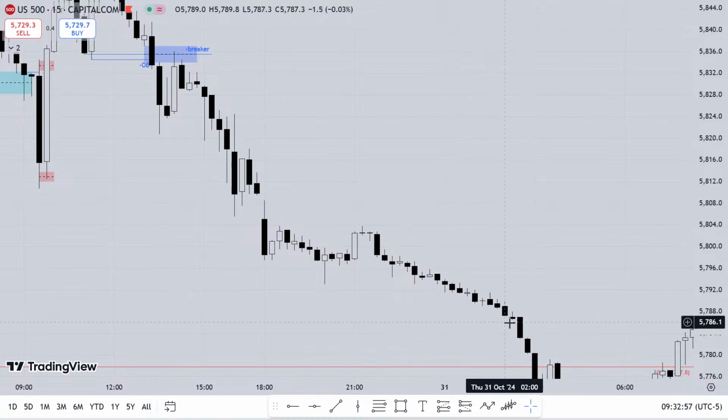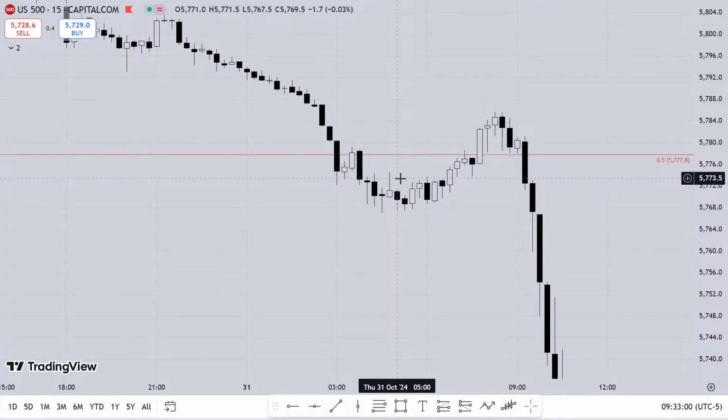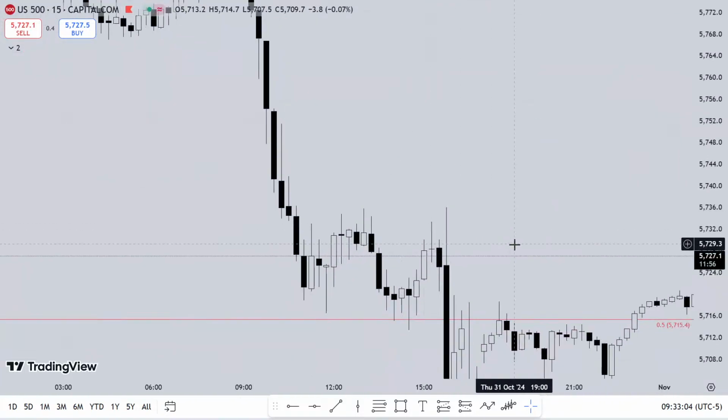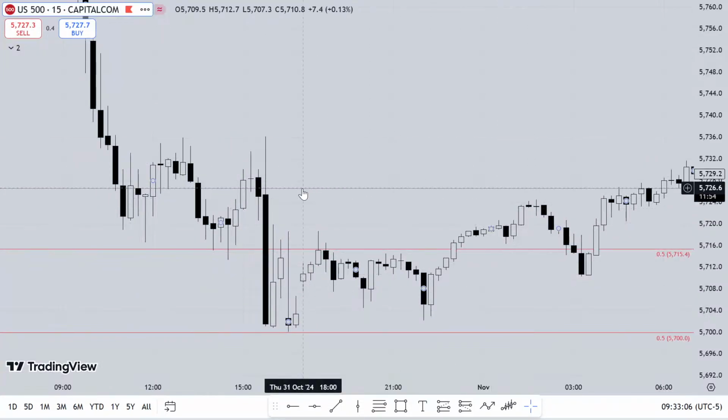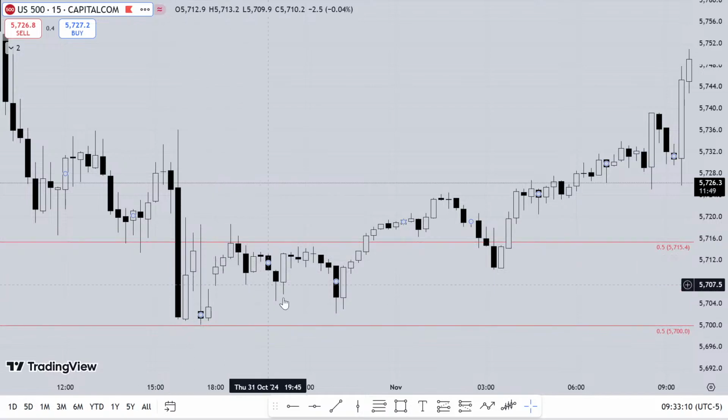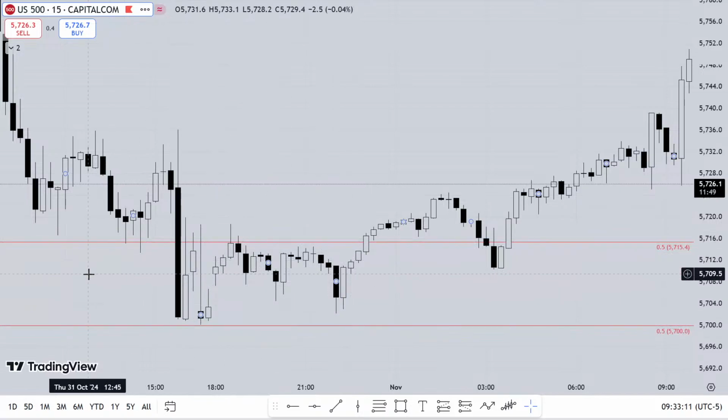So price then dropped lower below these lows through the close of Thursday's trading and through the close of Wednesday's trading, and Thursday continued dropping lower, down to the final draw on liquidity, which is this gray pool. You see how we trade to it here.